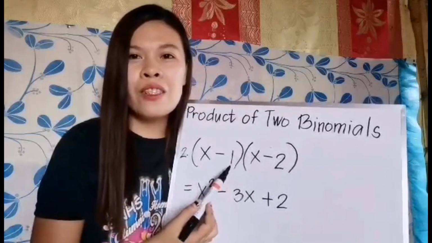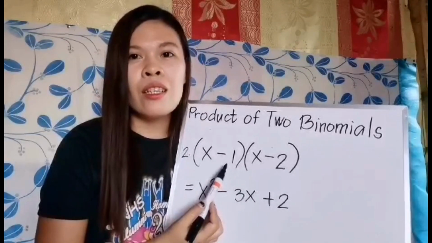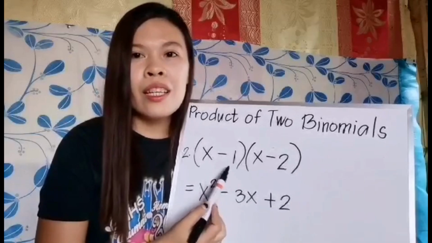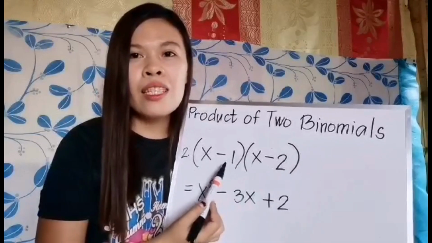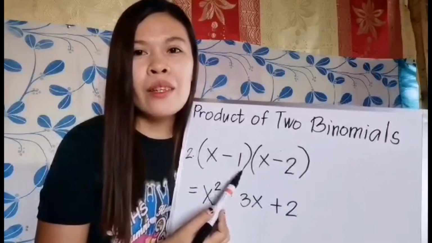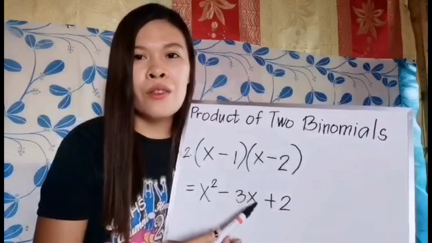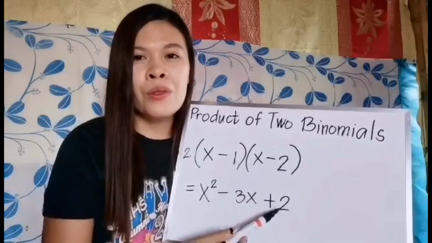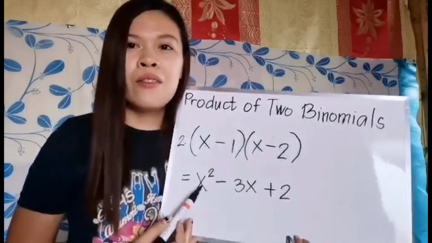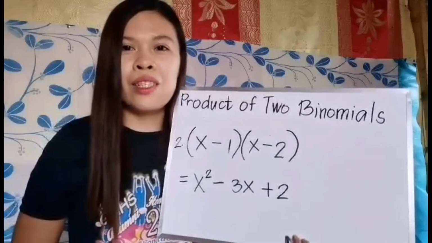And after that, for my third step, still I will consider the second terms, negative 1 and negative 2, but this time I'm going to multiply. Multiplying negative 1 times negative 2, the answer is of course positive 2. And that is why, for the final answer, we have x squared minus 3x plus 2.